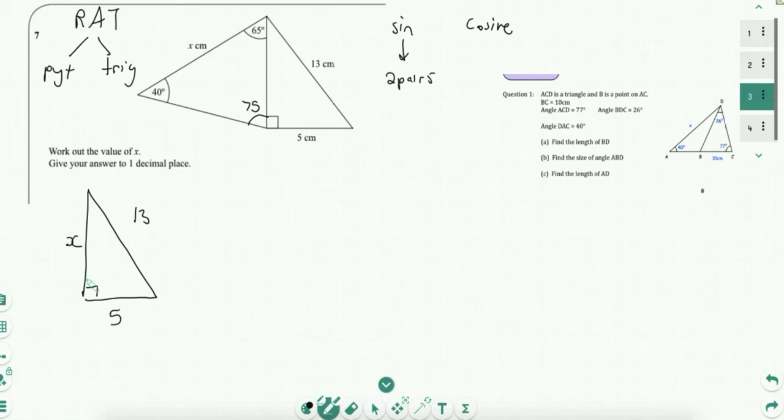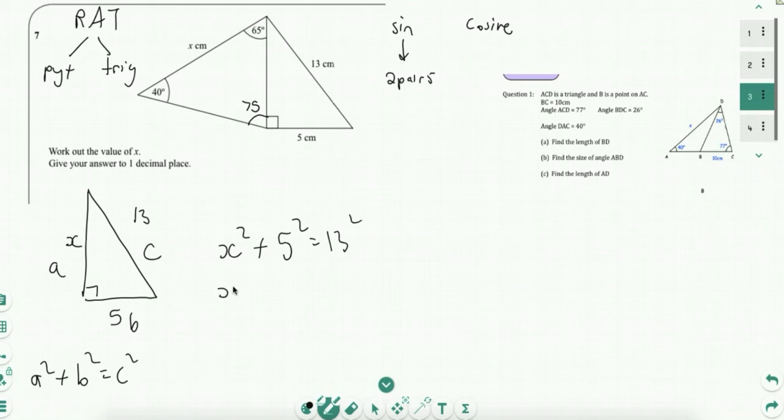All right, so what do I use? I have a right angle triangle, I have two sides, I have a missing side. Well, we can use Pythagoras. So let's label A, B, and C. The hypotenuse is always C, and A and B don't matter. Pythagoras is A squared plus B squared equals C squared. So A is x, so x squared, plus B squared, which is 5 squared, is equal to C squared, so 13 squared. Simplify slowly, x squared plus 25 equals 169.